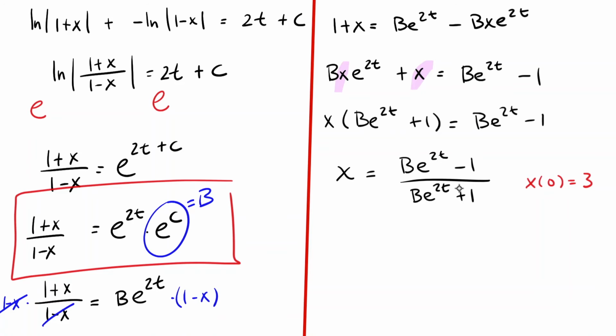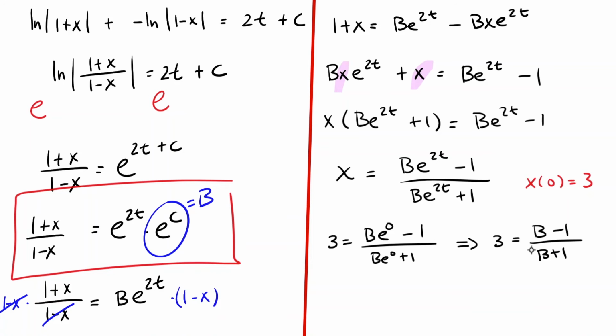So our x is equal to 3 equals b e to the 0 minus 1 over b e to the 0 plus 1. That's going to give us 3 equals b minus 1 over b plus 1. Multiply both sides by b plus 1. 3b plus 3 equals b minus 1. We'll isolate, subtract b over, subtract 3 over, and we get 2b equals negative 4. So b is negative 2.